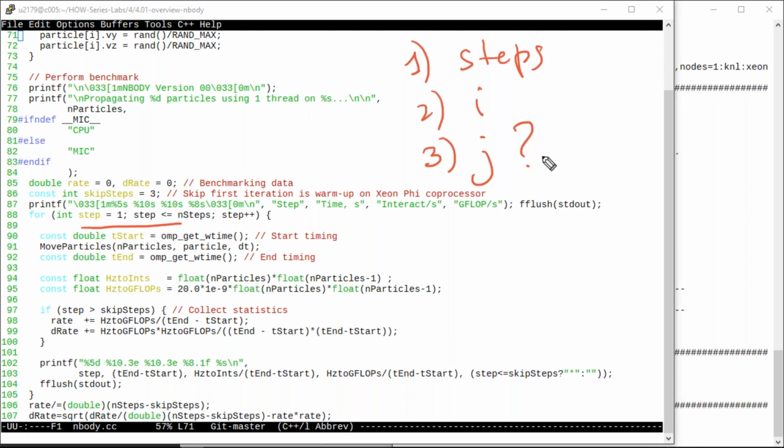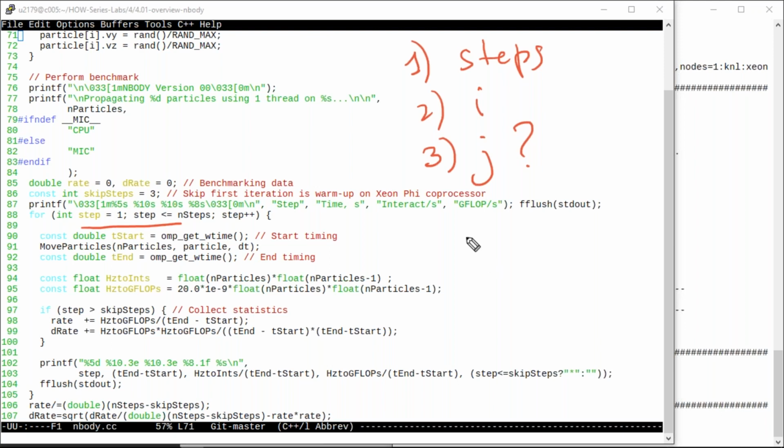You can type your suggestions in the chat, by the way. Feel free to comment on what I'm doing in the chat.